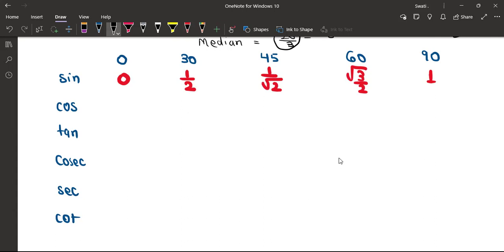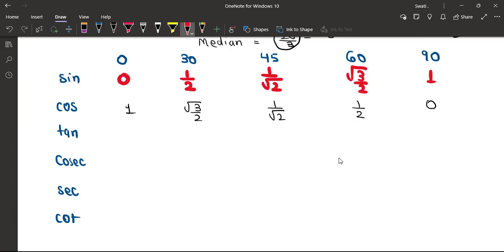Cos 0 will be 1. Cos 30 will be root 3 upon 2. Very good. That's correct. Cos 45 will be 1 upon root 2. That's correct. Then cos 60. Yeah. 1 upon 2. And cos 90 will be 0. Very good. Next.